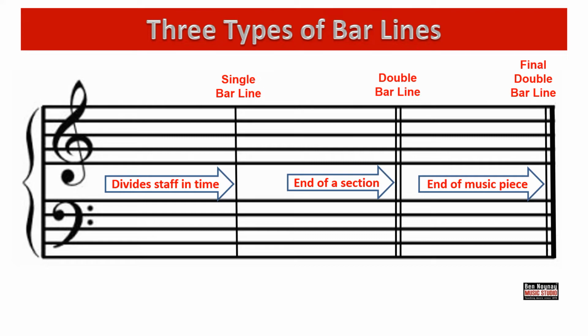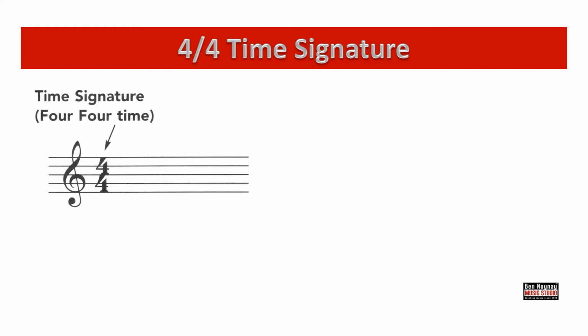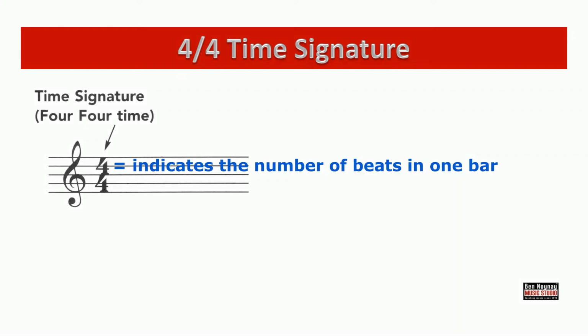At the beginning of each piece of music after the clef, you will see 2 numbers. These numbers are called a time signature. The number on top indicates the number of beats in each bar or measure of music, and the bottom number tells us the type of note receiving one beat.